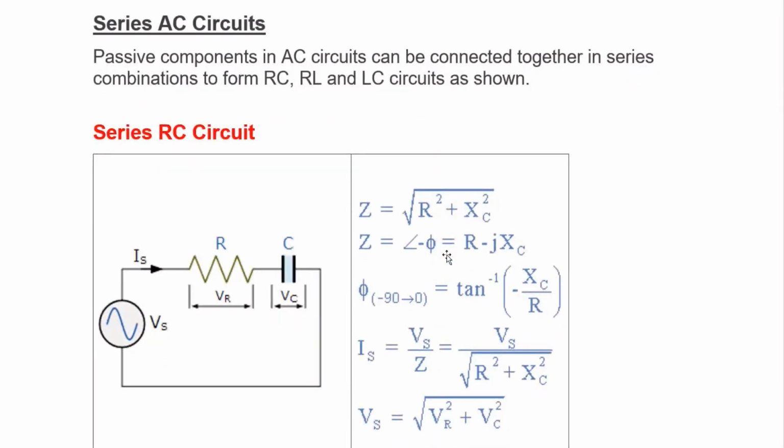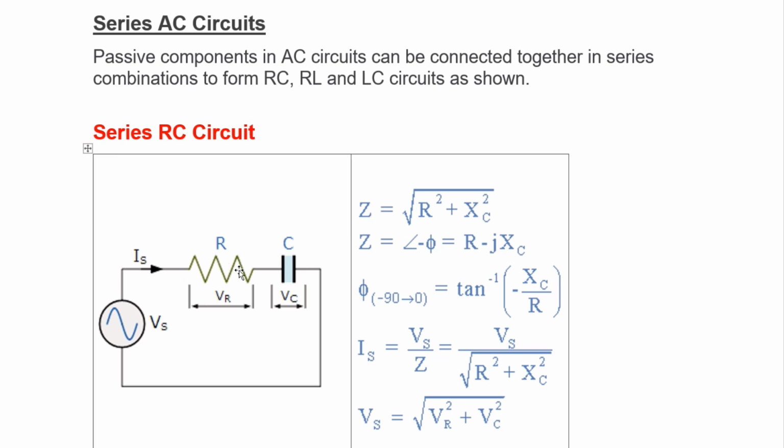Now let us consider a situation where all these three components have been used in series. Series AC circuit. Here only two components have been taken. This resistor and capacitor have been put together in this AC circuit. So in this case, what will be the impedance? The first question arises: what will be the impedance?